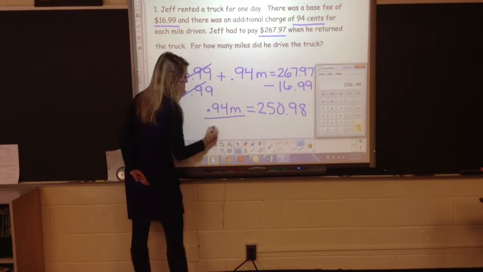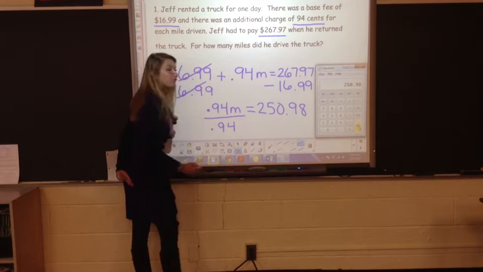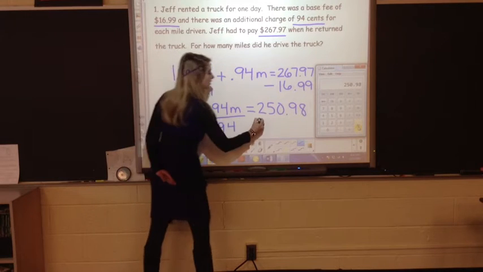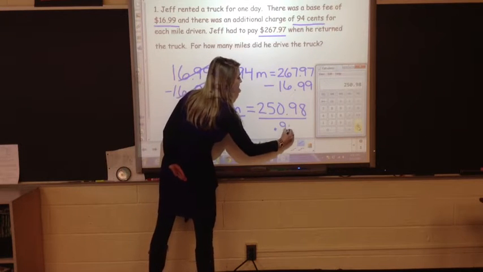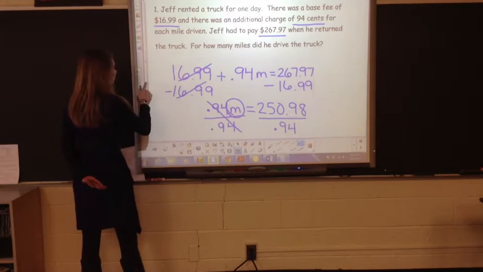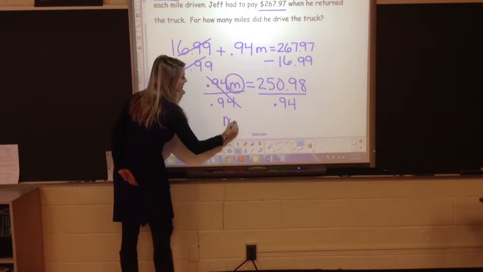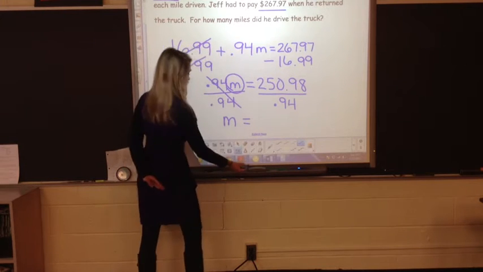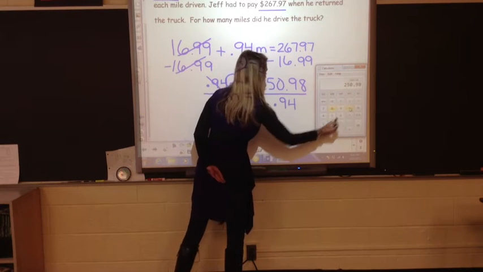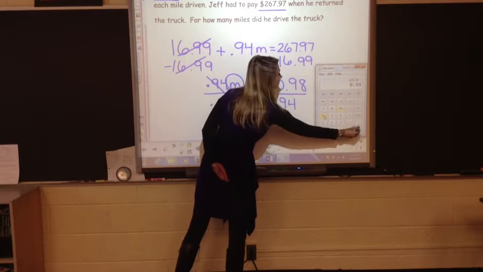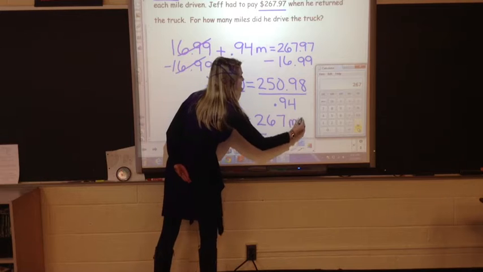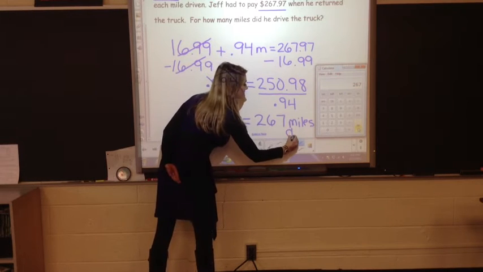The next step is to get M alone, which is the miles driven. We need to divide by 0.94 or 94 cents because together these are multiplied. We do the opposite, so we divide. Same thing on this side. Divide by 0.94, leaving us with M alone. We get M equals 250.98 divided by 0.94 equals 267 miles driven.